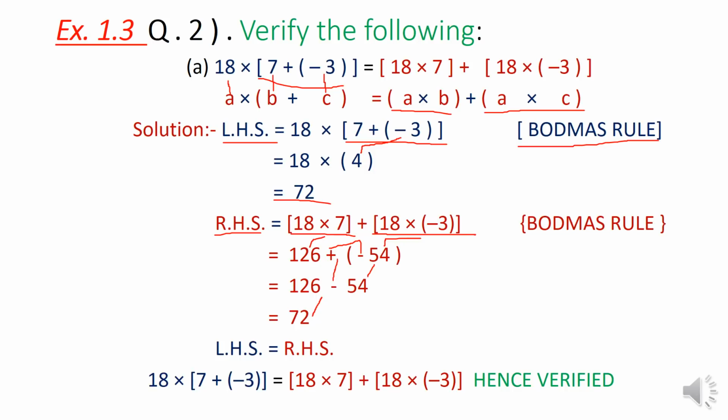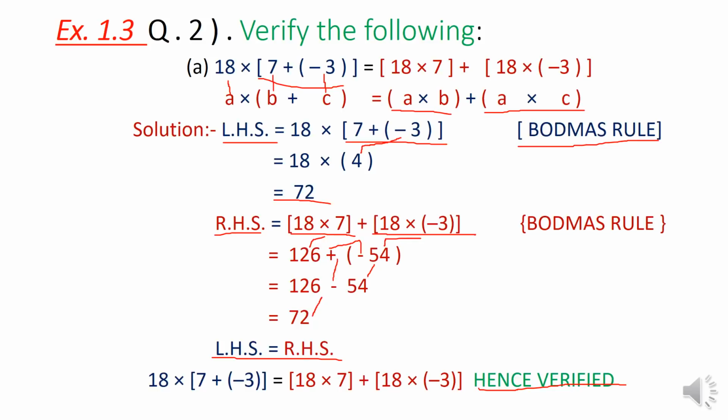So here you can see in the RHS also you have got 72. LHS and RHS are both equal. That is why we can write 18 multiplied by the bracket 7 plus minus 3, bracket close, equals 18 multiplied by 7 plus 18 multiplied by minus 3. Hence, the distributive property is verified.